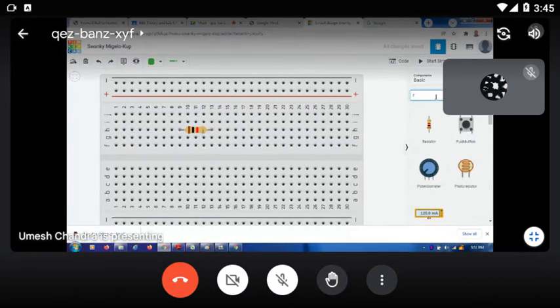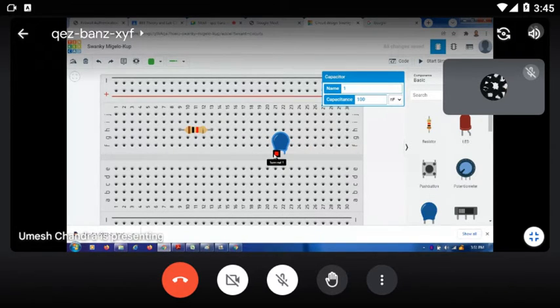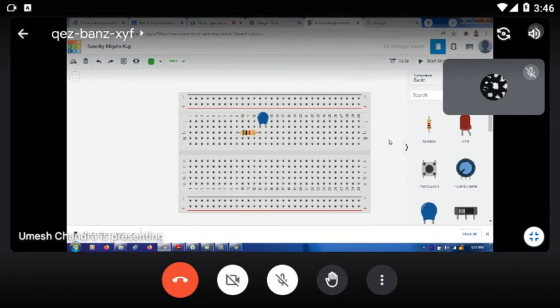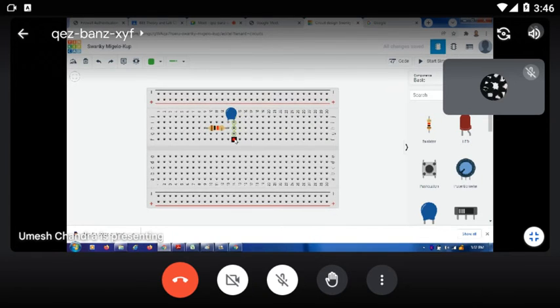This is a non-polarized capacitor, with terminal number 1 and terminal number 2. Terminal number 1 of capacitor is connected with the terminal 2 of resistor, just here. Now both are connected at the same potential. Okay. Then this terminal you connect to the negative of the function generator, and this terminal you connect to the positive of the function generator.